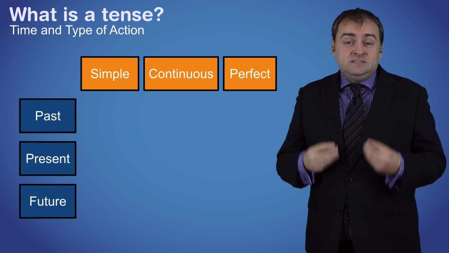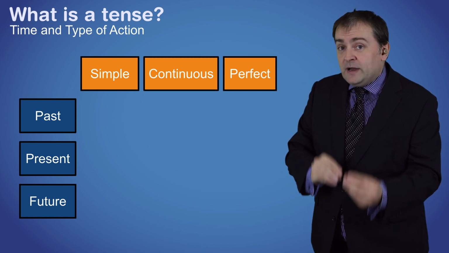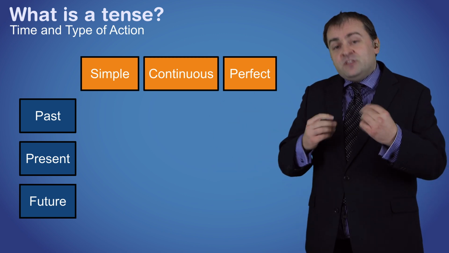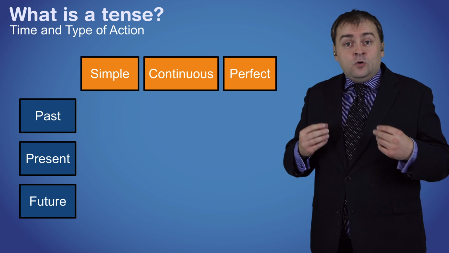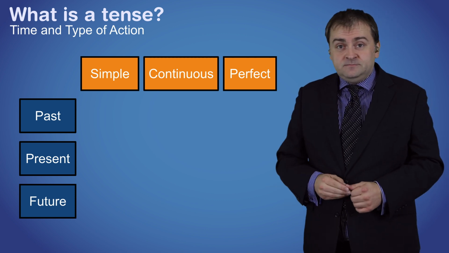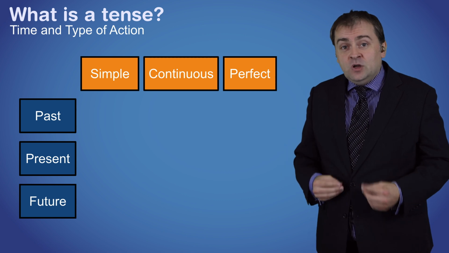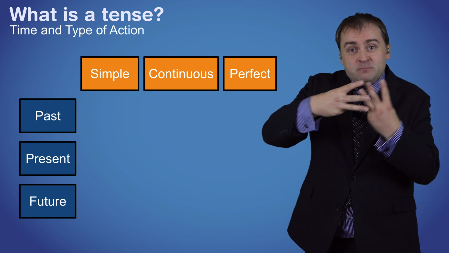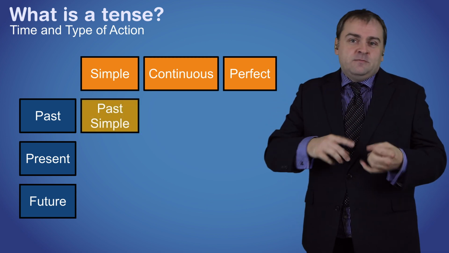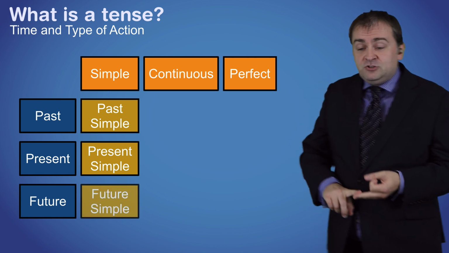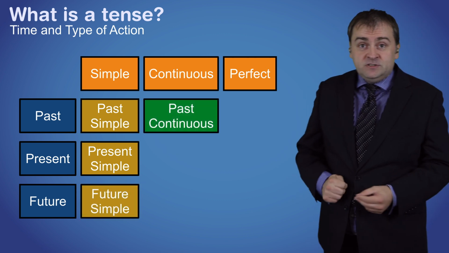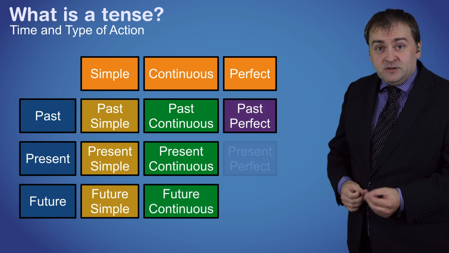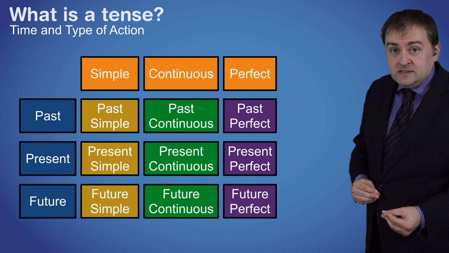The time of action tells us what time we're talking about, a moment that's either in the past, the present or the future. And the type of action tells us about when the action starts or finishes. So, with these 3 times of action and with these 3 types of action, we can make the 9 tenses. Past simple, present simple, future simple, past continuous, present continuous, future continuous, past perfect, present perfect, and future perfect.